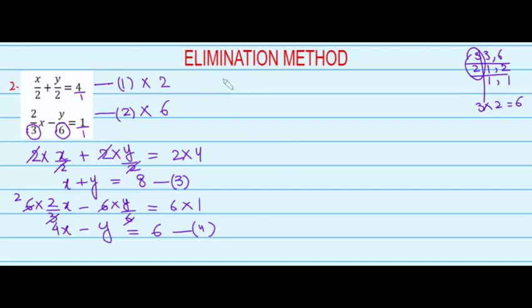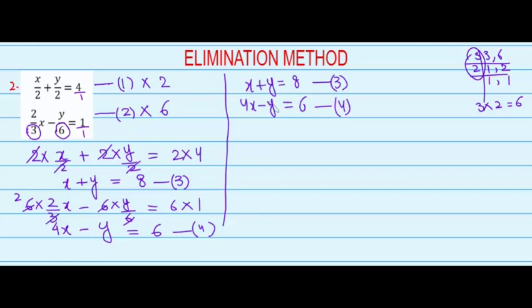Now we can write these equations. The first one is x plus y equals 8, and the second one is 4x minus y equals 6. And we can see their coefficients are whole numbers, right? Okay. Our next step is to equate the coefficients like we did in the previous question. The coefficients of x are 1 and 4, whereas the coefficients of y are 1 and minus 1.